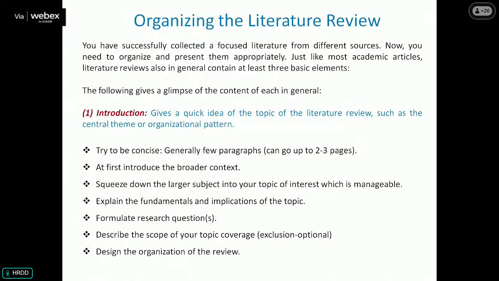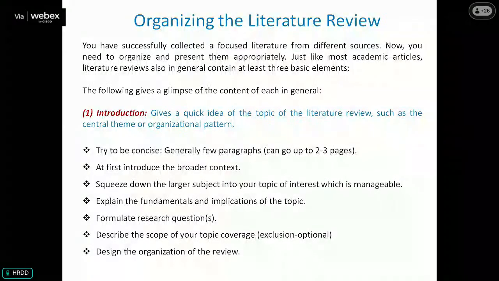Now, how does that look? We will discuss one day how a research article looks, but this deals with how a literature review looks. So a review generally is similar to a review article itself. So you have successfully collected a focused literature from different sources.